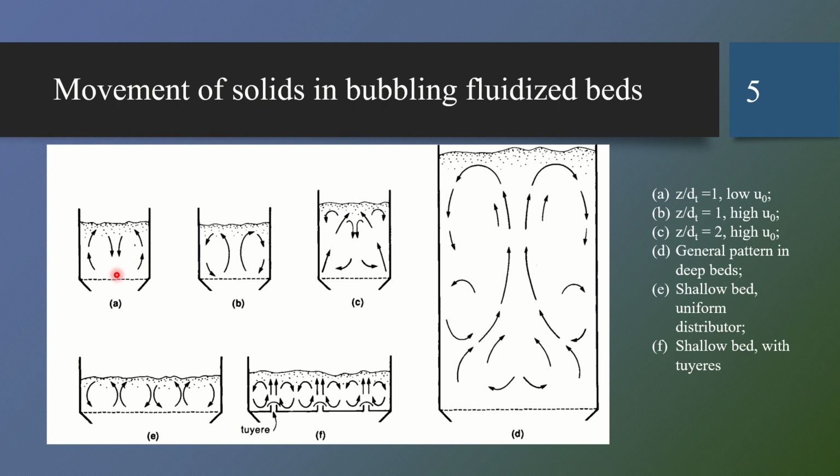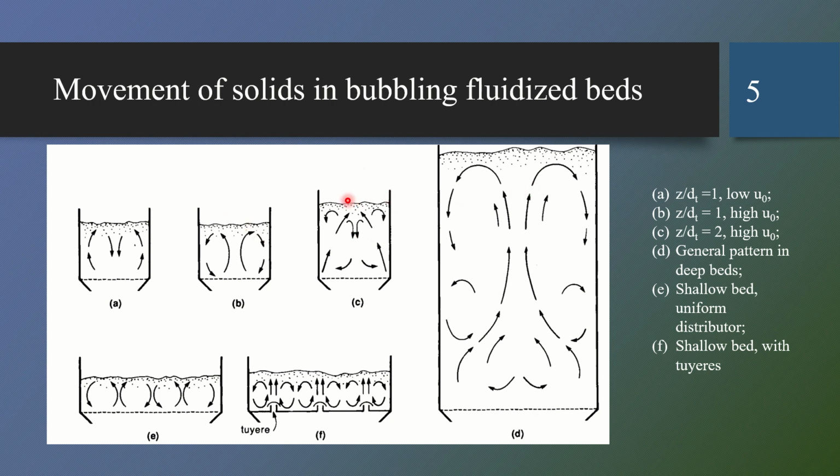when the velocity is very low, we have the solid circulation pattern as this. That is, the particles rise near the wall and fall down near the center. Whereas this pattern is completely reversed when we are dealing with a higher inlet superficial gas velocity, so that the particles start rising from the middle and fall down near the walls. And this is for low velocity and high velocity, which is given over here.